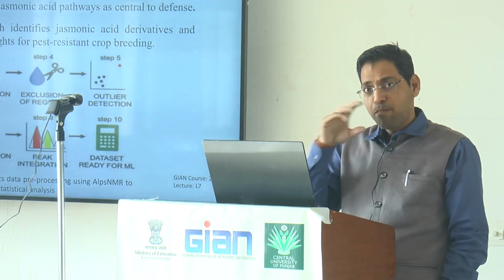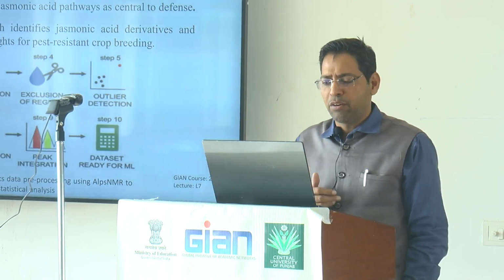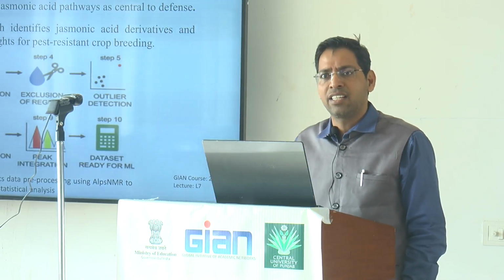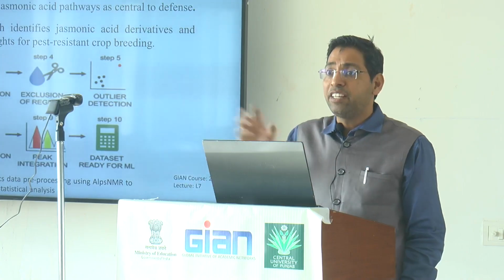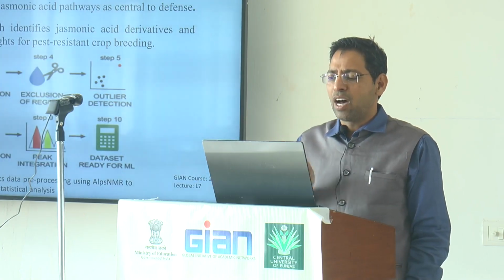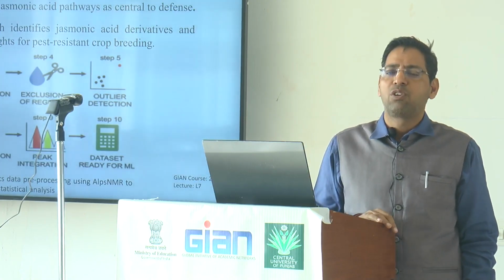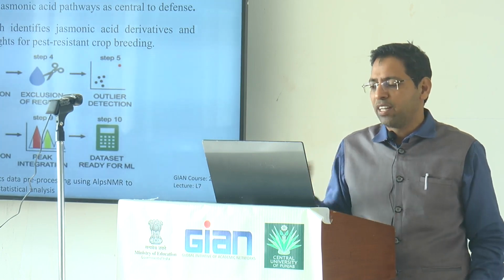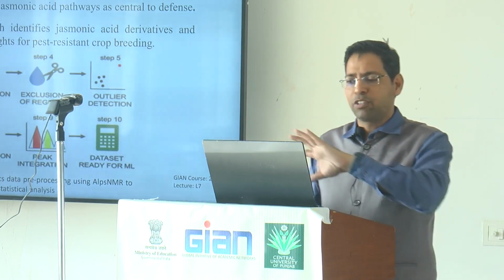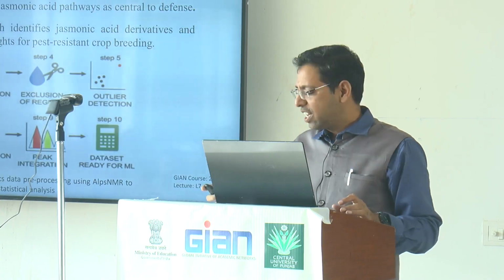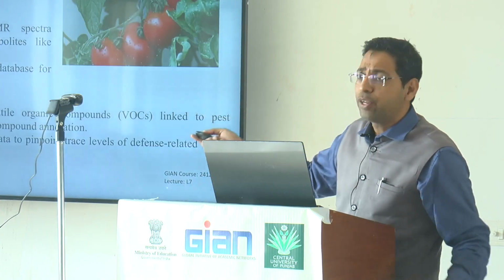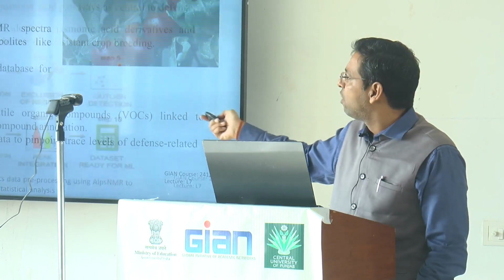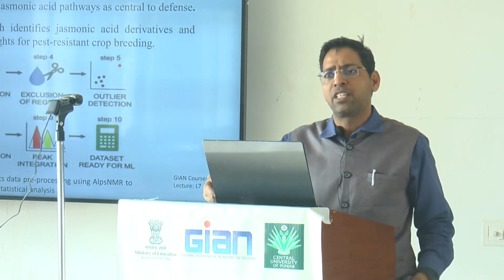And finally, peak detection, peak alignment you have to do, normalization of the data is another necessary step, and peak integration, and finally you are able to get the data ready for machine learning. So these are the 4 steps which are necessary for you. These were the objectives, and finally you are able to go ahead with the machine learning.